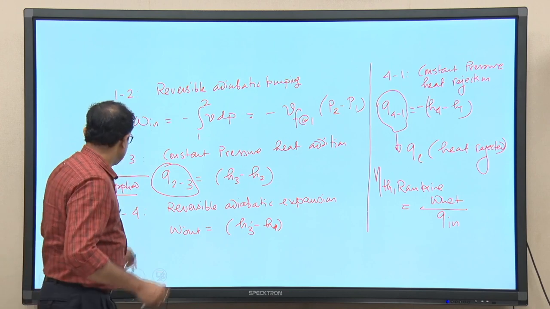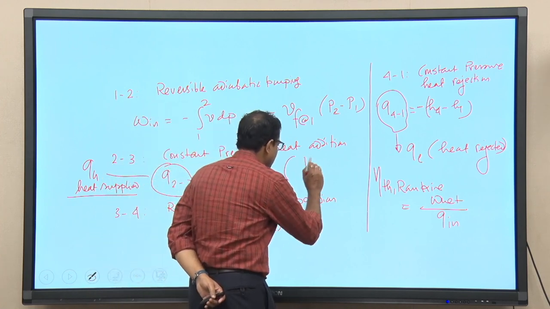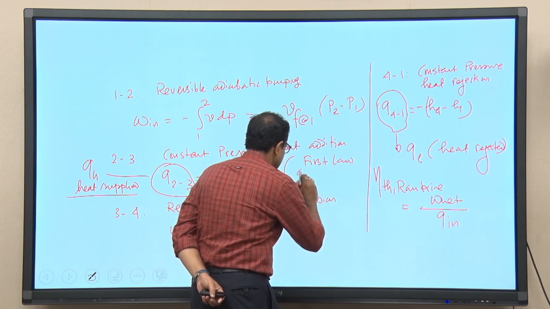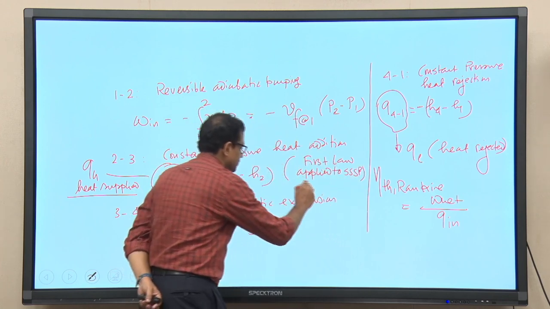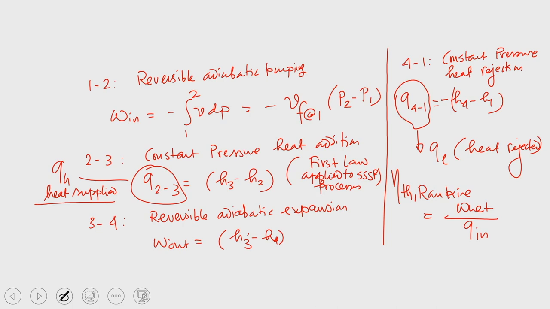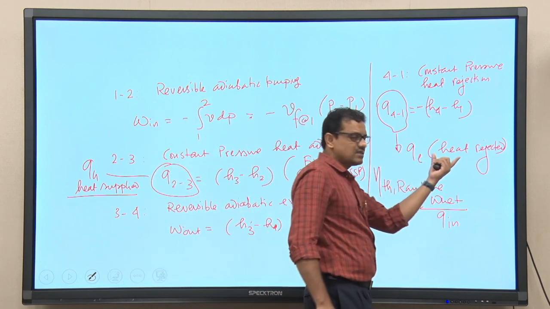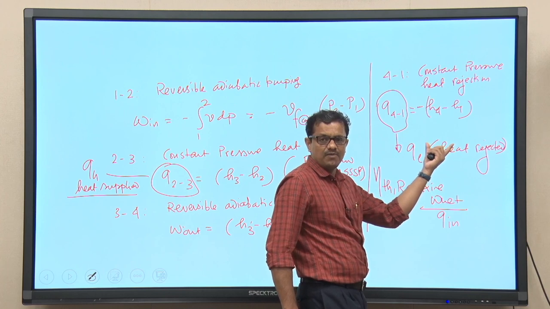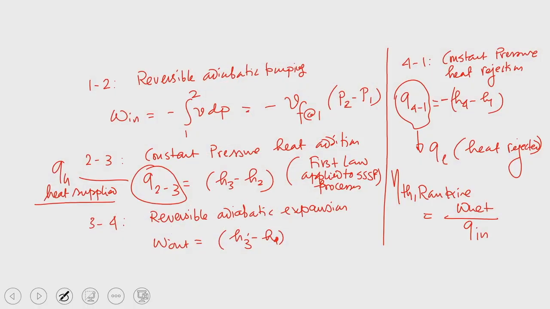So, this is basically the constant pressure heat addition. So, H 3 minus H 2 that we are getting from first law, again applied to steady state steady flow processes. I have discussed this part. So, this is reversible adiabatic expansion. This is also, you can get it from the first law applied to steady state steady flow processes. And finally, this is the heat rejection. So, now this is the amount of heat which is rejected. If you have visited any thermal power plant, you will find that this is the amount of heat rejected in cooling tower. So, heat rejected to cooling water.